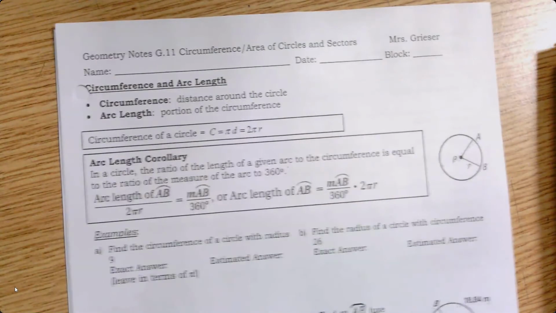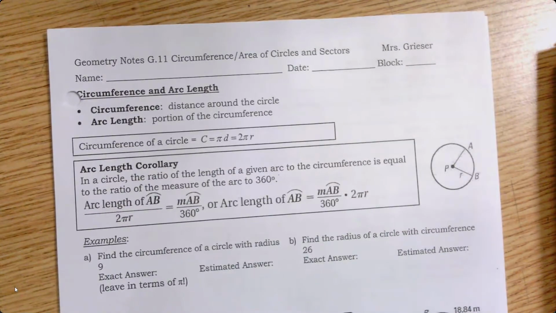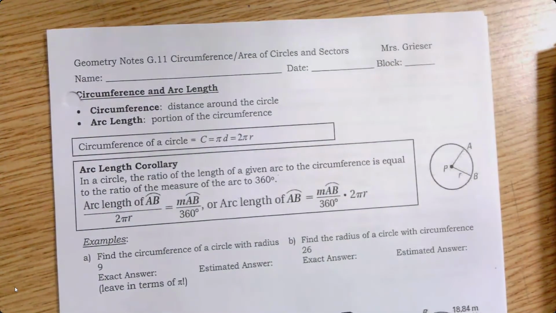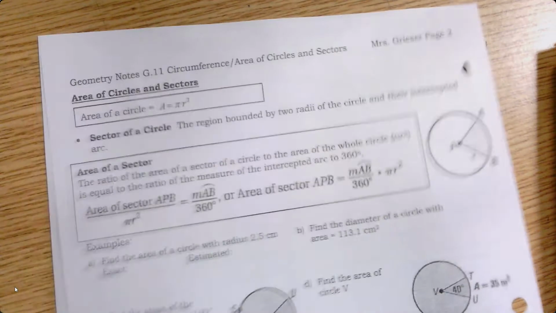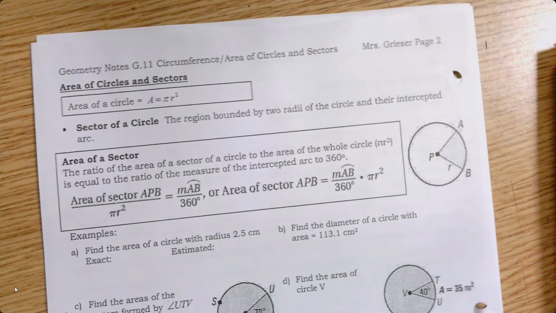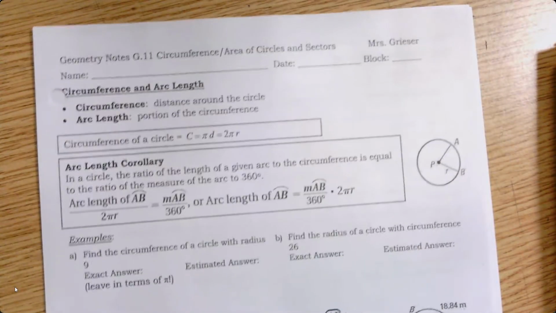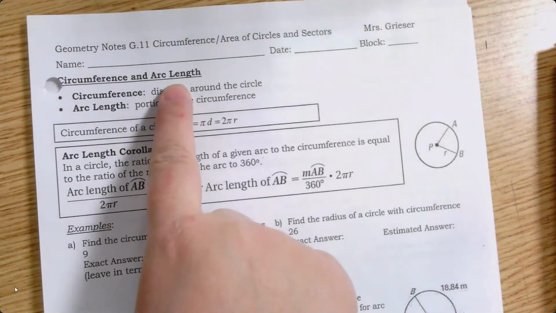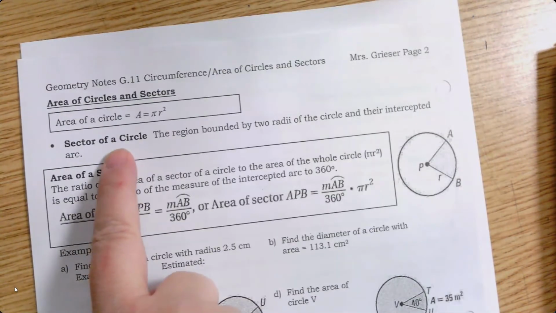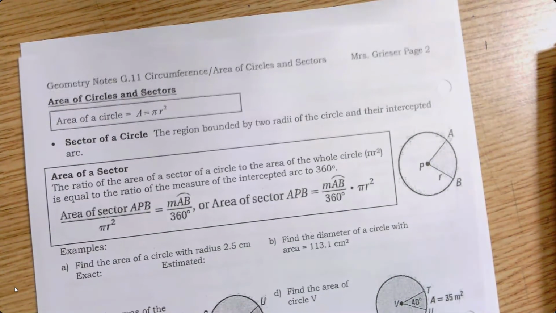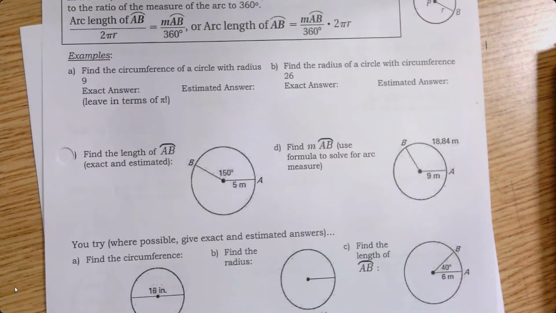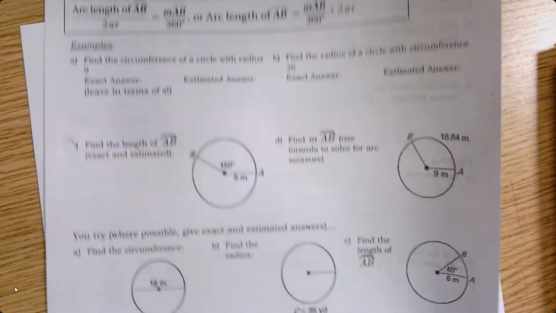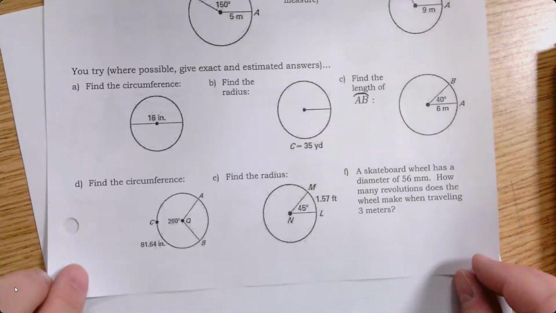to review arc length and sector area. Now this is not my worksheet, this is Mrs. Greiser's worksheet, but I like this worksheet and want to show them how to complete some of the problems. This worksheet has two sides. The one side is on arc length, which is always related to circumference. The other side is on sector area, which is related to area of the circle. So we worked the examples together in class, and their assignment was to do the problems right here.